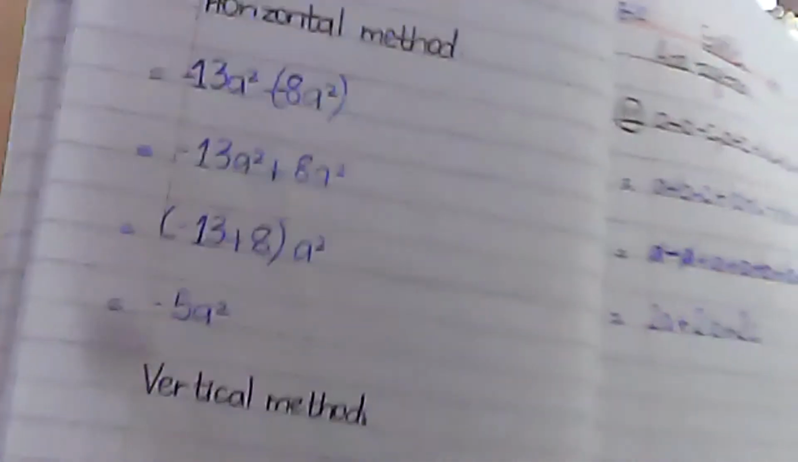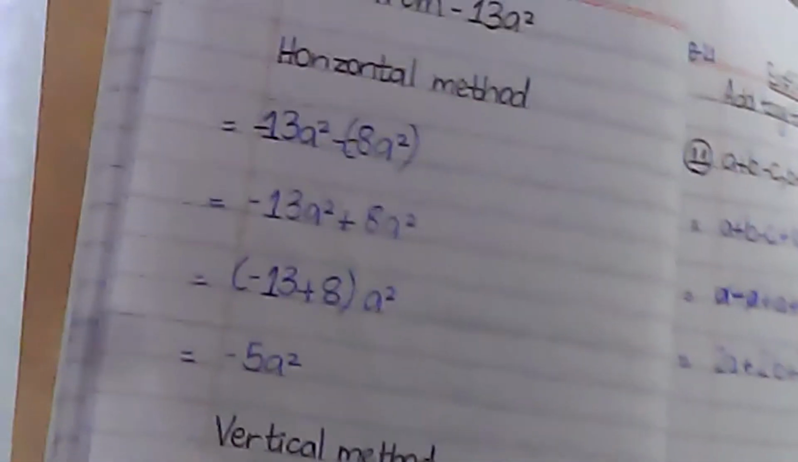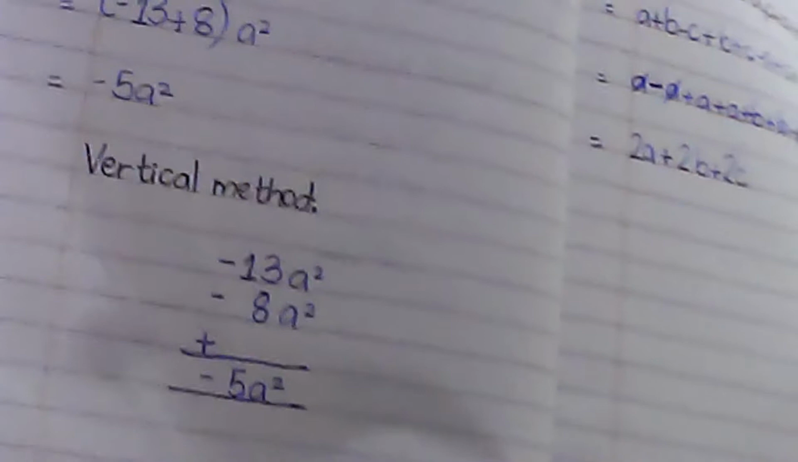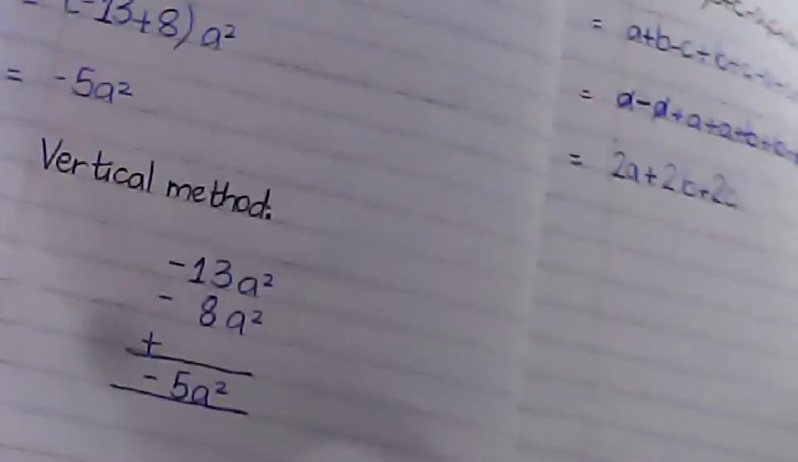Question number 6, minus 13 and then minus 8a square, minus plus we get minus 5a square. Very good, show me the vertical method. Perfect, that's great. In the same way just cut this minus sign and it will be converted into a plus sign. Okay, Iman Adnan, where are you?